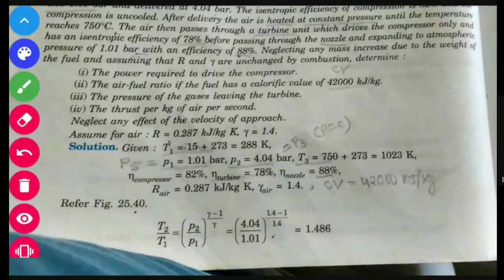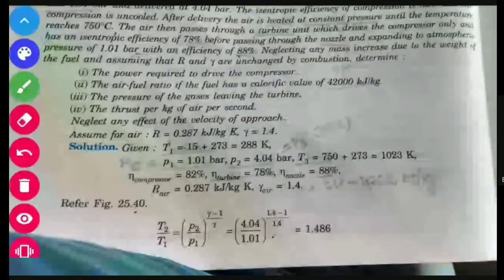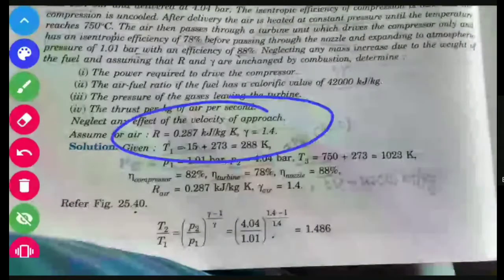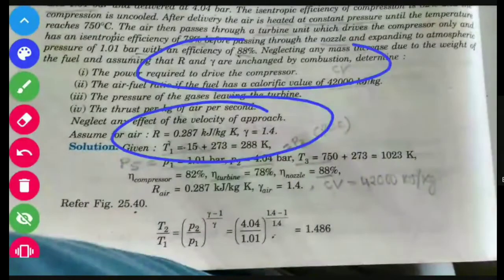Next, the thrust per kg of air per second. You have to find out the thrust per 1 kg, per second, kg per second. Neglect any effect of the velocity of approach. Assume R equal to and gamma equal to, and it is mentioned that they are not changed. So take the direct values of gamma and R, you know them, right?